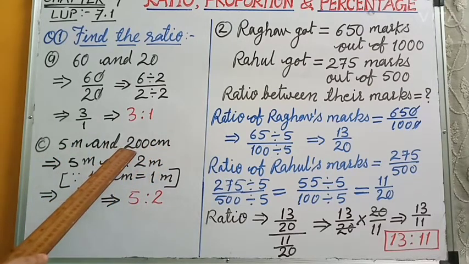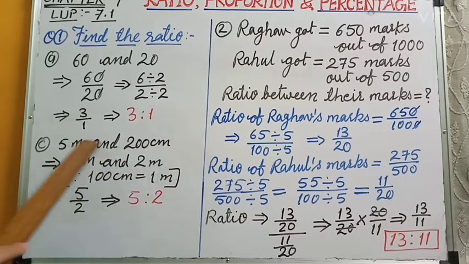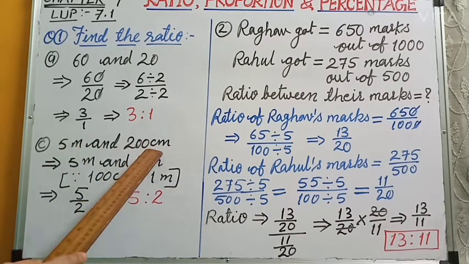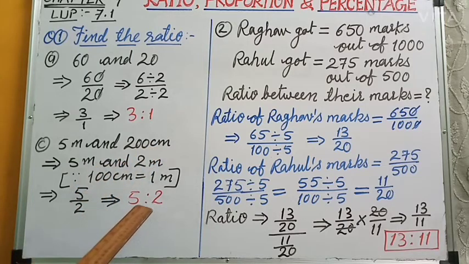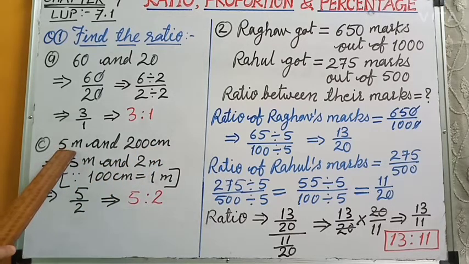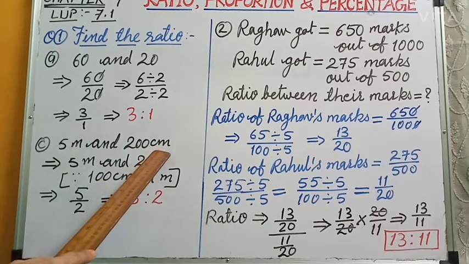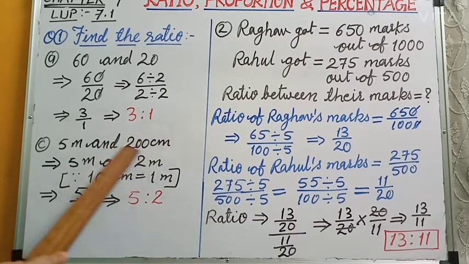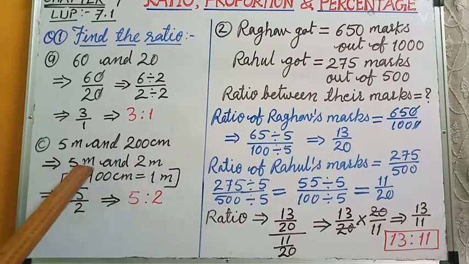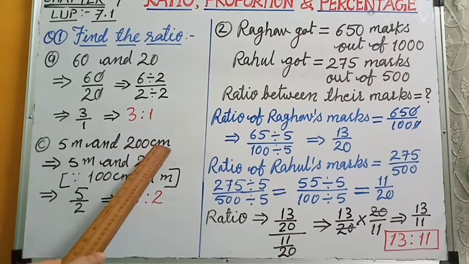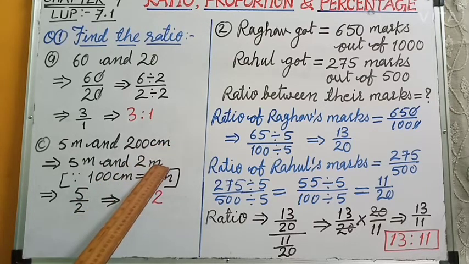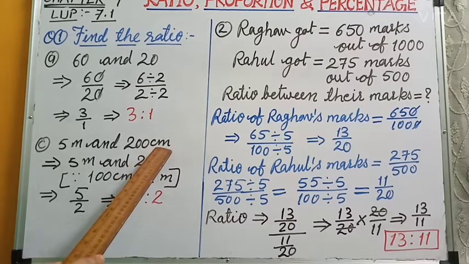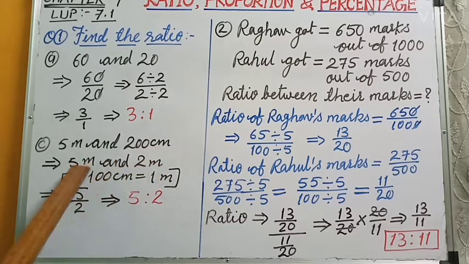We have just learned the rule of ratio, that both the quantities should be in same unit. Then only we can represent them in ratio. So here one quantity is in meter and the second quantity is in centimeter. So first we have to convert this quantity into meter. So 5 meter, and here 200 centimeter can be written as 2 meter, because 1 meter is 100 centimeter. So 2 meter is 200 centimeter. So in place of 200 centimeter, we can write 2 meter. Now both the quantities are in same unit. So we can represent them in ratio.